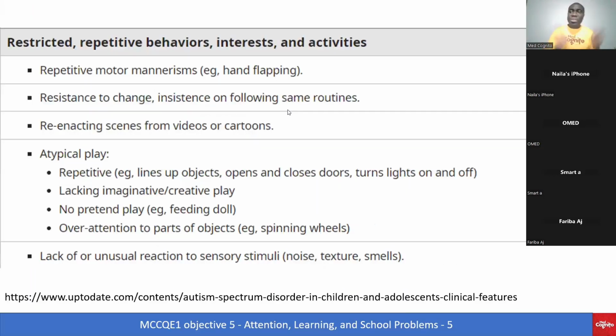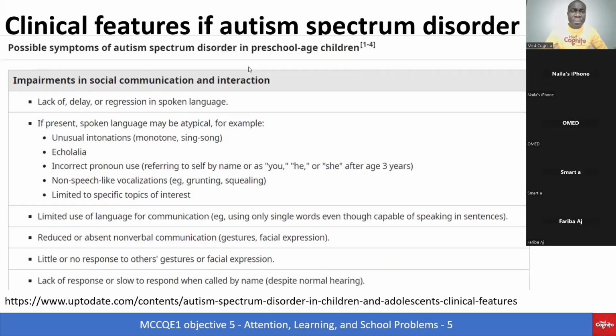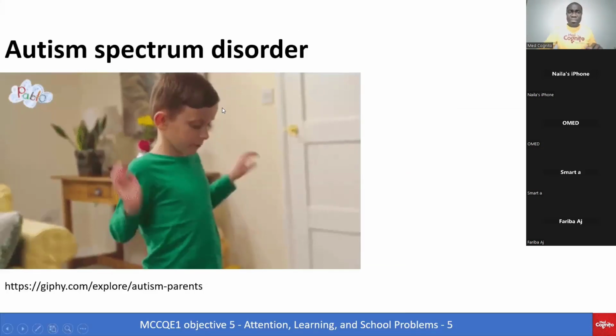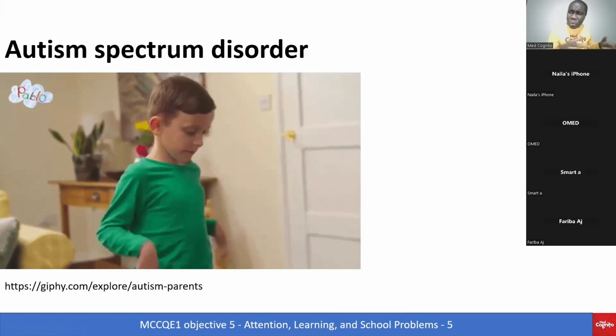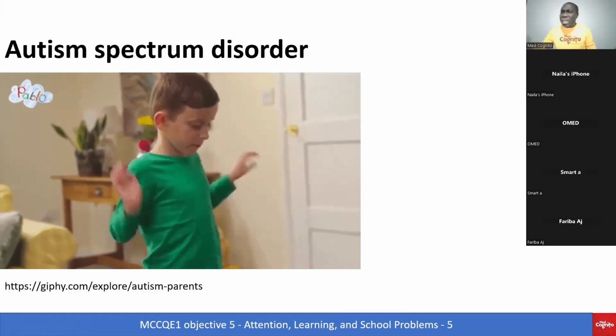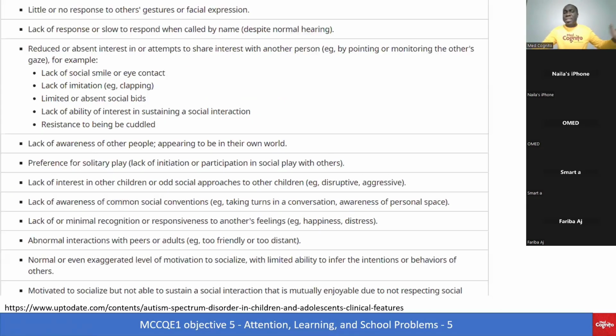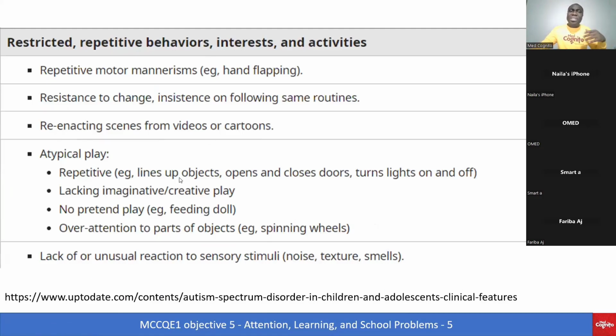Repetitive motor mannerism. So they may have hand flapping, like the child I showed you in the picture when we started, like this one. They may have focus on just one toy. And even with that toy, they are just using repetitive movements all the time. They are resistant to change. So if I give you a question stem and I'm putting all these features in there, know very well that this is nothing but autism. And reenacting scenes from cartoons or movies.